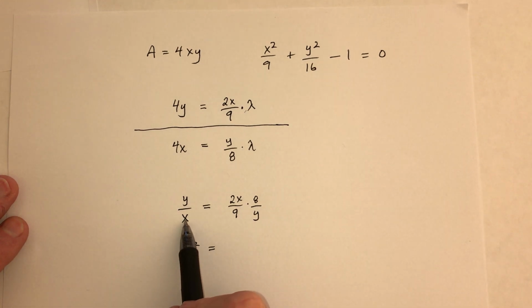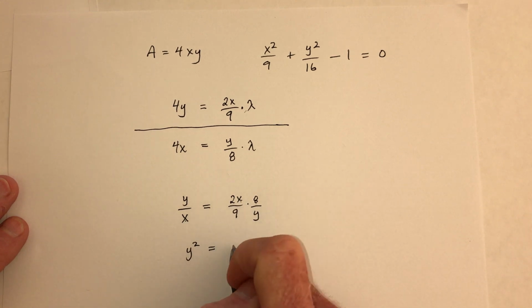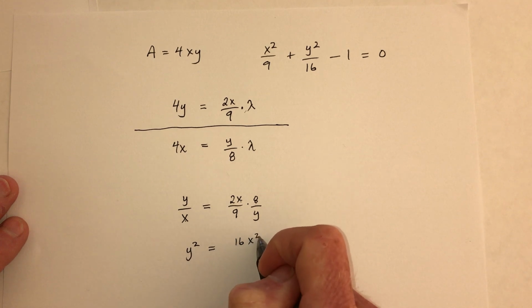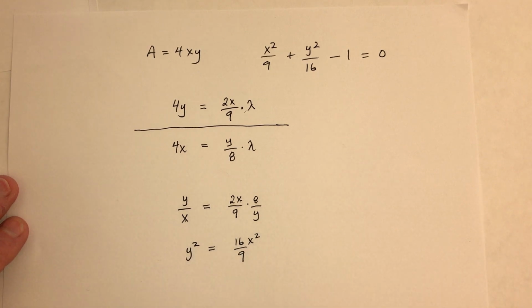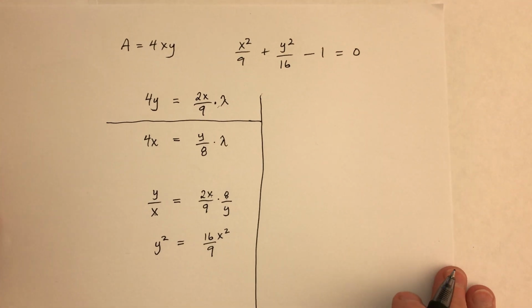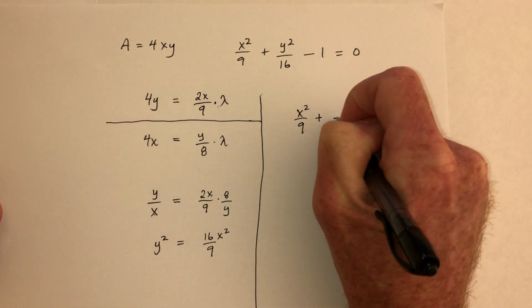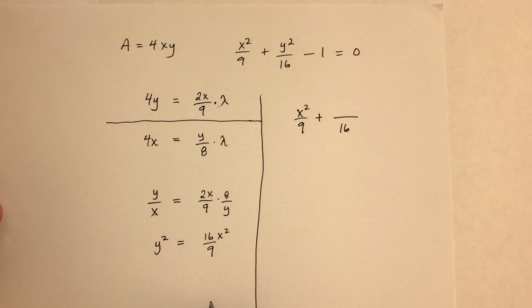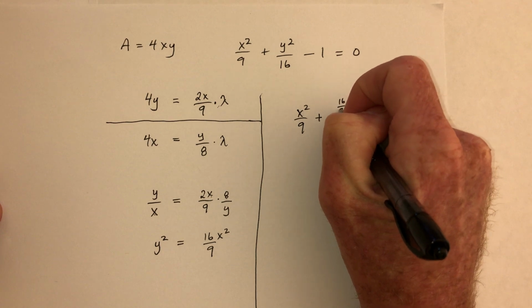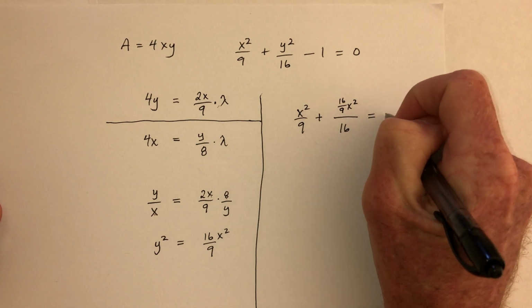All right, continuing with the algebra, I need to multiply the x over here. So that's going to be what? 2 times 8 is 16, and then there would be x squared, and there would still be over 9. So that's what y squared equals. I can now plug it into that equation. So it's going to say x squared over 9 plus y squared over 16. And y squared is 16/9 x squared. And then I'm just going to move the 1 back to the other side.